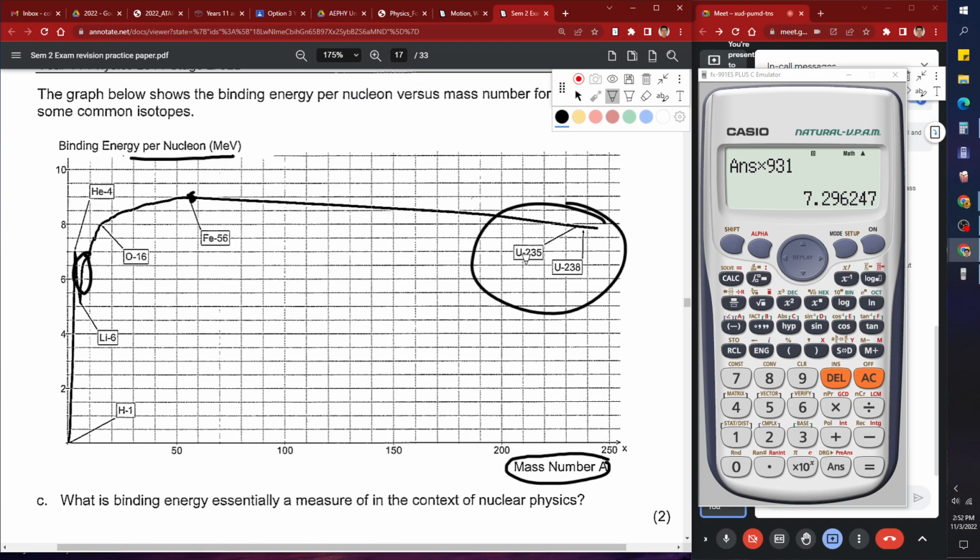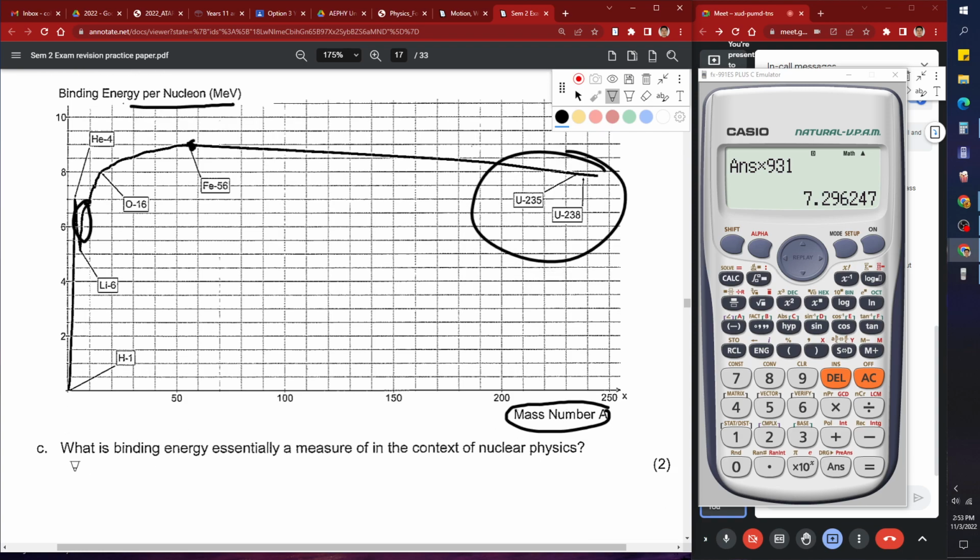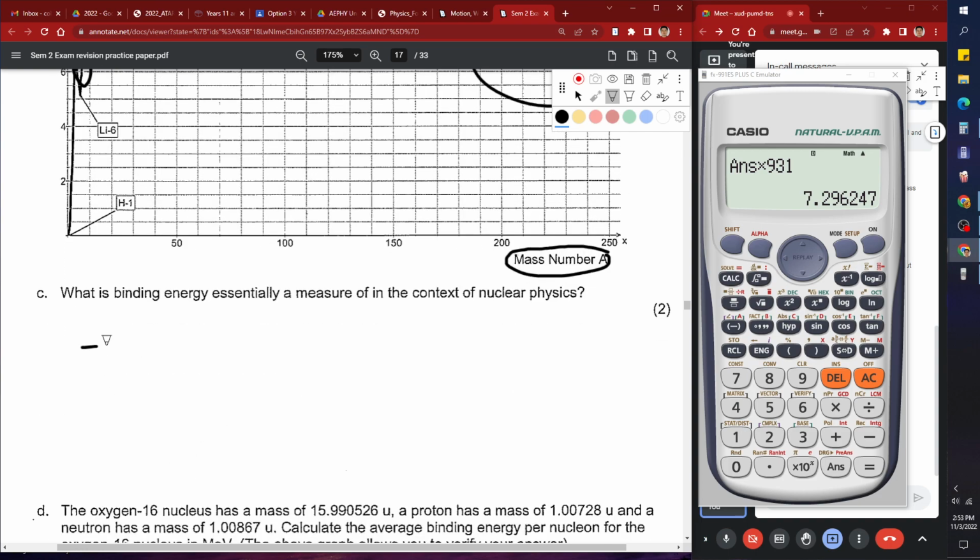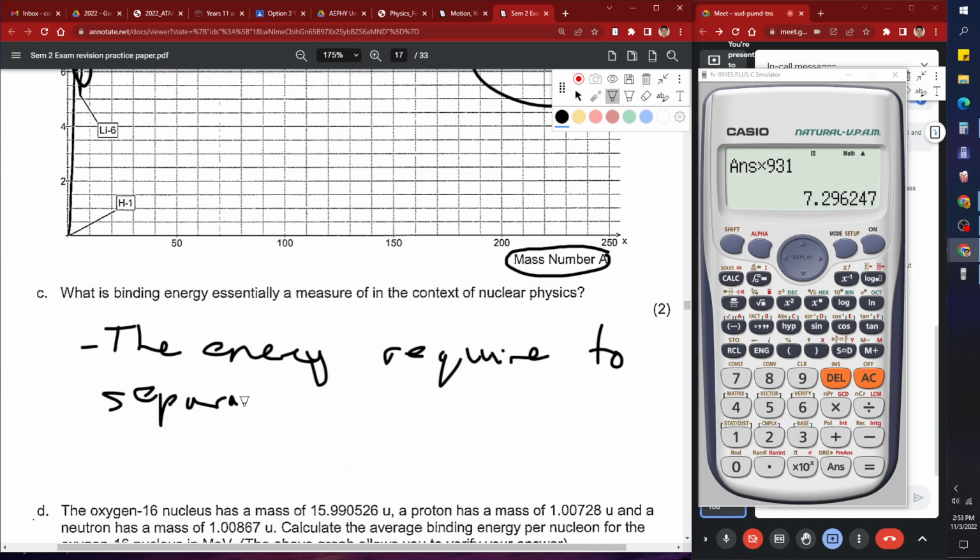What is the binding energy per nucleon? What is the binding energy? Essentially, it's measured in the context of nuclear physics. Well, it basically is the energy required to separate the nucleons in the nucleus. But you could also say that by separating them, we could also release that energy.